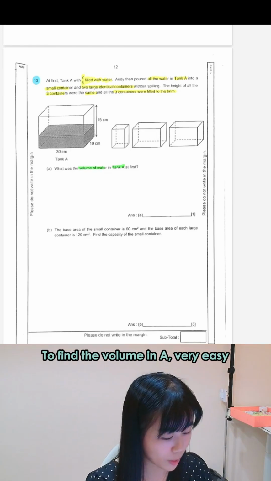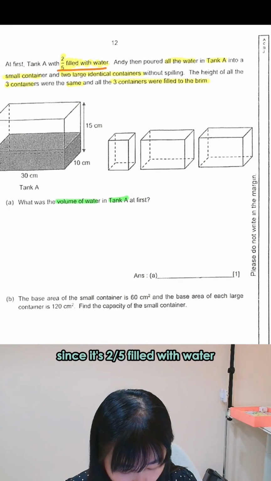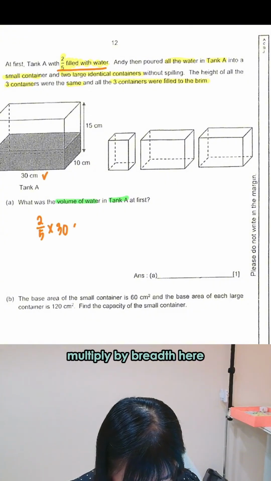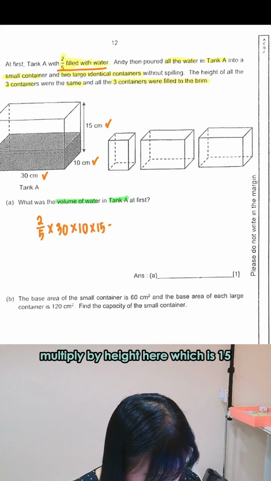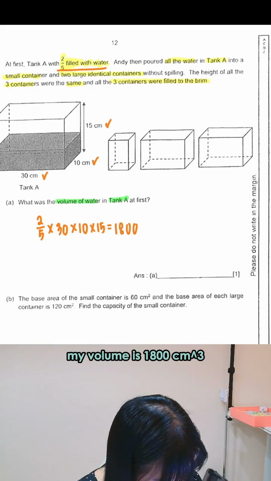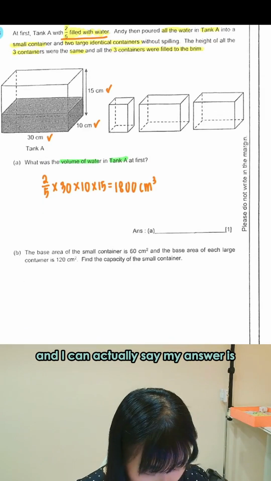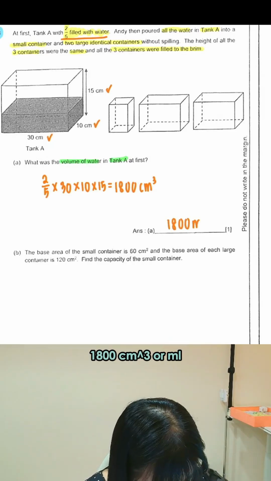To find the volume in A, very, very easy. I just zoom inside. Since it's 2/5 filled with water, I will take 2/5 multiply by length here, multiply by breadth here, multiply by height here, which is 15. And that will give me my volume, which is 18000 cm cube. And I can actually say my answer is 1800 cm cube or milliliters.